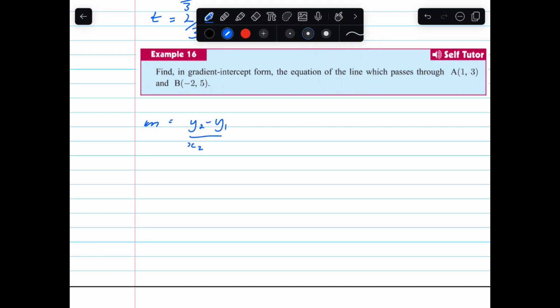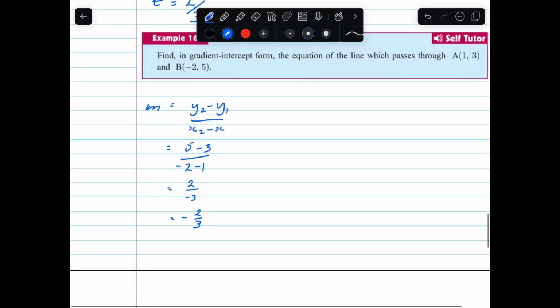We do that using the formula y2 minus y1 over x2 minus x1. Should be x1 there, pardon that. Right, so the only trick here is to be consistent with which point is 2 and which point is 1. Here I've chosen point B as 2, and I get a gradient of negative 2/3.